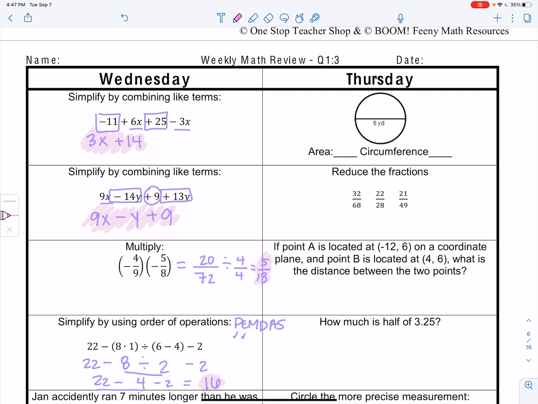All right, so we have this circle, and we're trying to find the area and the circumference. Well, the area of a circle is equal to pi r squared, while the circumference is equal to pi times our diameter. Or it's also equal to 2 pi r. So 2 times pi times the radius.